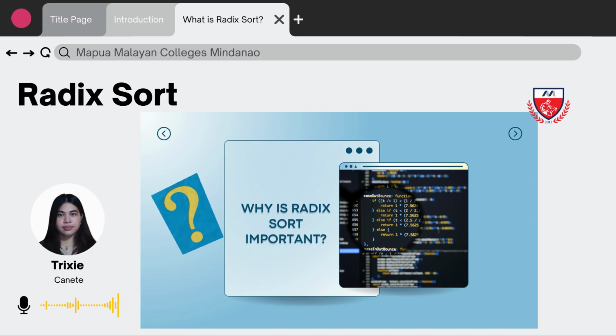Now, Radix sort is a unique non-comparative sorting algorithm that excels at sorting integers, strings, or any data with discrete keys. Unlike traditional comparison-based sorts, such as quicksort or merge sort, Radix sort doesn't compare elements directly. Instead, it leverages the place value of digits or characters within the data to sort them.